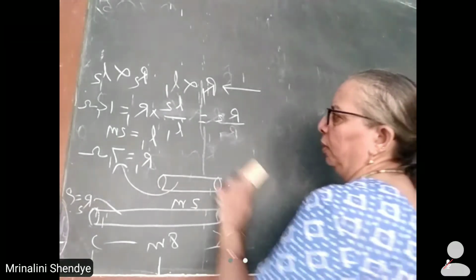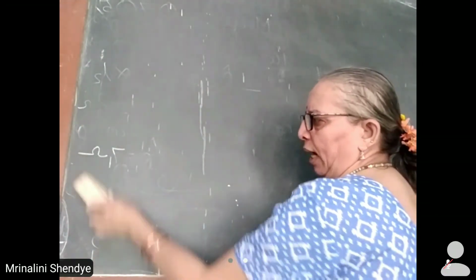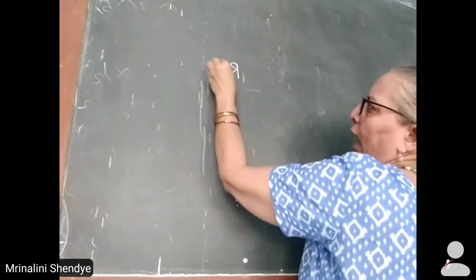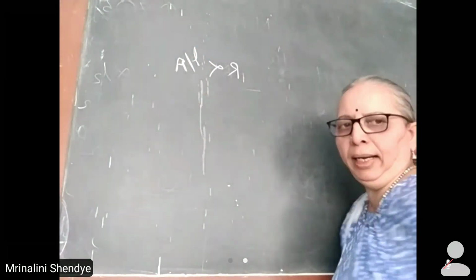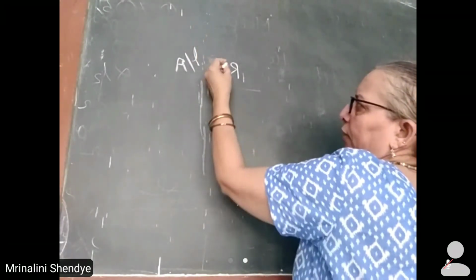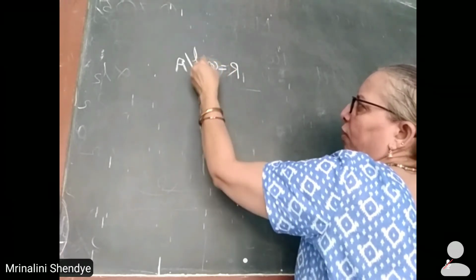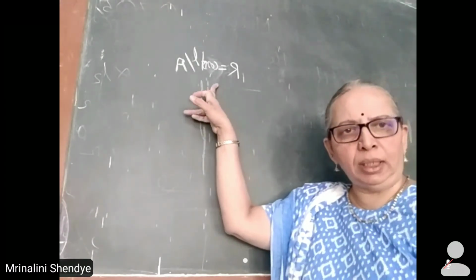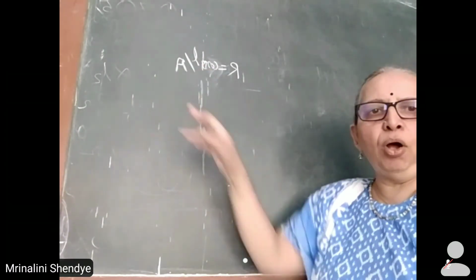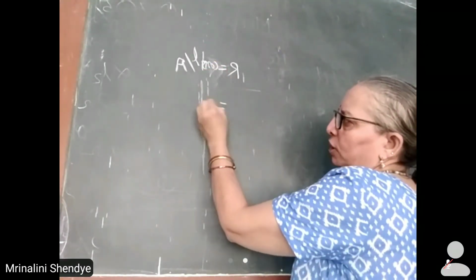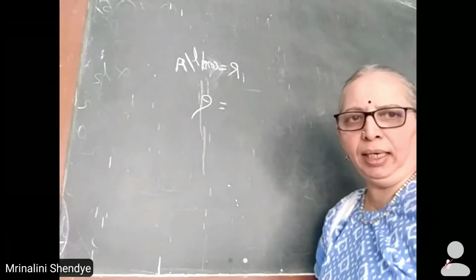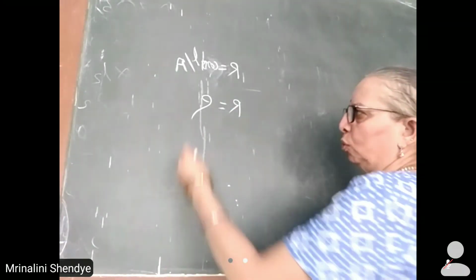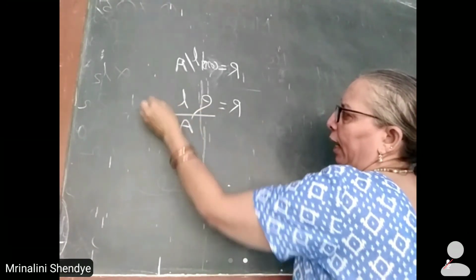Similar MCQ can also be asked on the same. So we are finding the relation R proportional to L by A. If proportionality is given with constant and equal to sign, then I could write R is equal to some constant of proportionality L upon A. This constant of proportionality is called specific resistance. Its symbol is rho. So we can write R is equal to rho L divided by A.